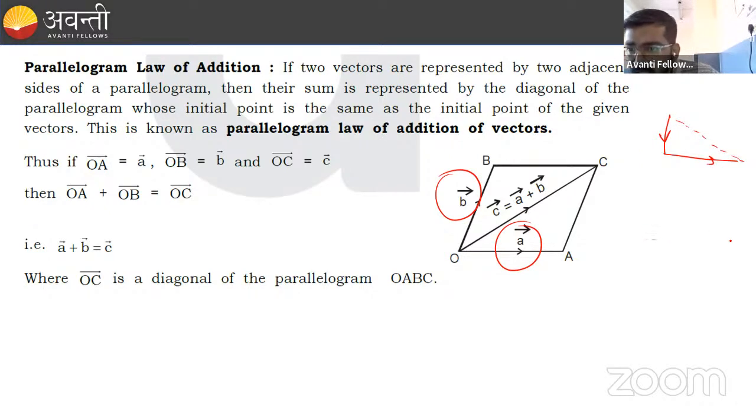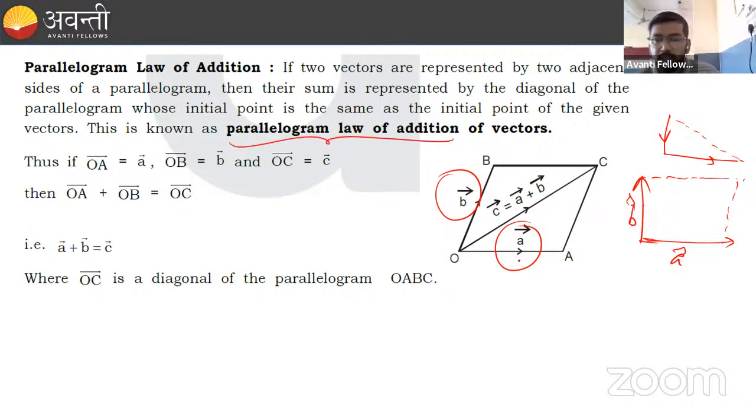But what if the direction is not the same and it is opposite? From this, what we try to conclude is let's draw a parallelogram like this. If this is a bar and this is b bar, then the parallelogram law of addition of vectors says that when the vectors represent the adjacent sides of the parallelogram, their resultant is the diagonal originating from the same point.